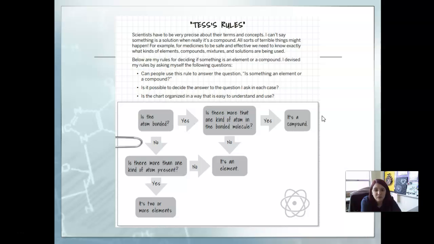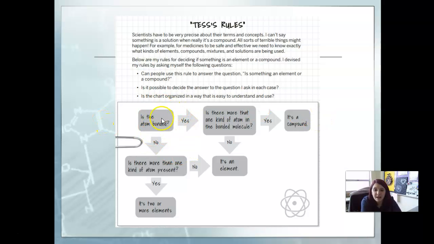Below are my rules for deciding if something is an element or a compound. I devise my rules by asking myself the following questions. Can people use the rule to answer the question, is something an element or a compound? Is it possible to decide the answer to the question I ask in each case? And is the chart organized in a way that is easy to understand and use?